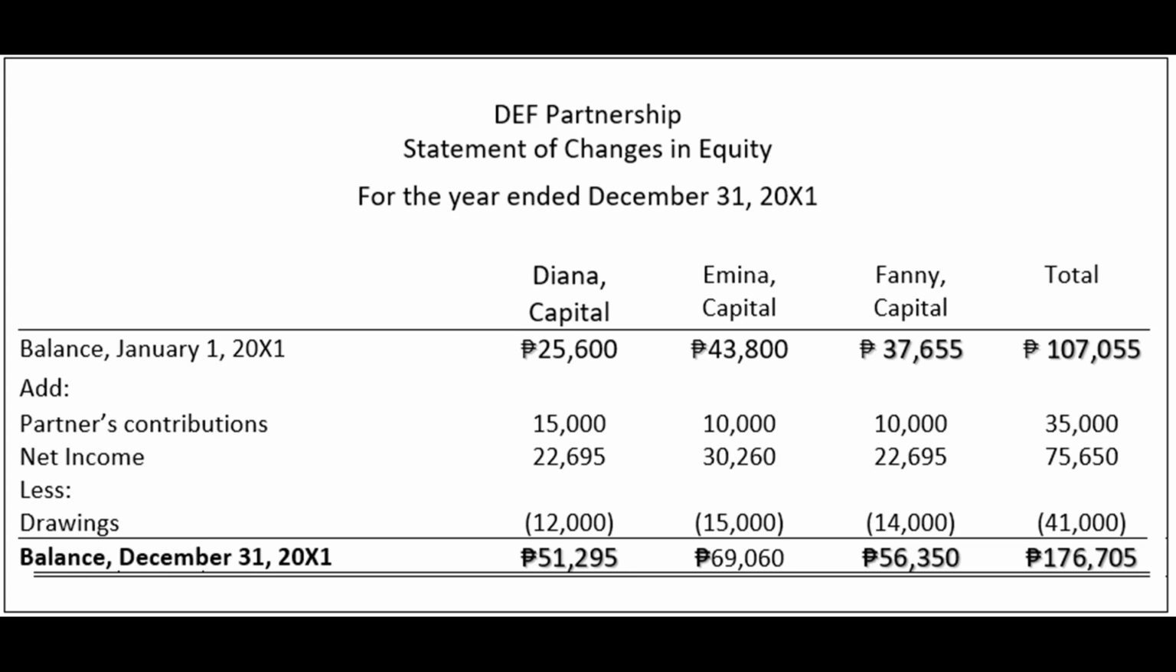So their overall balance is 176,705. For Diana, 51,295. For Emina, 69,060 pesos. And for Fanny, 56,350 pesos.